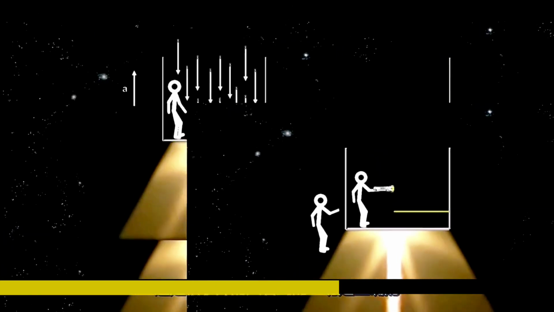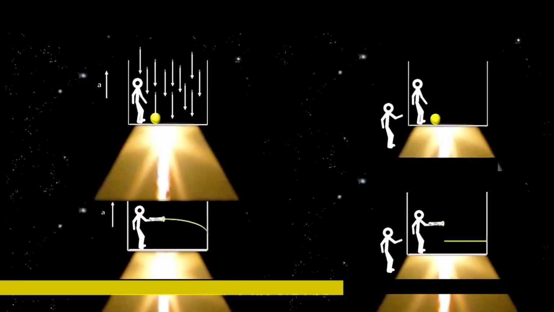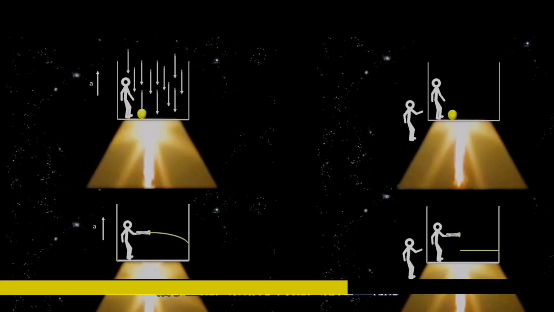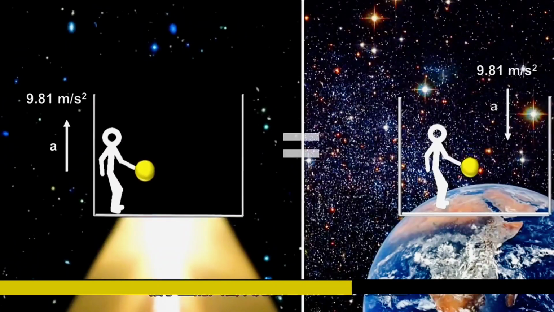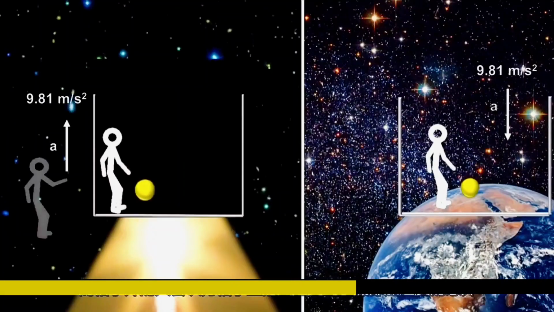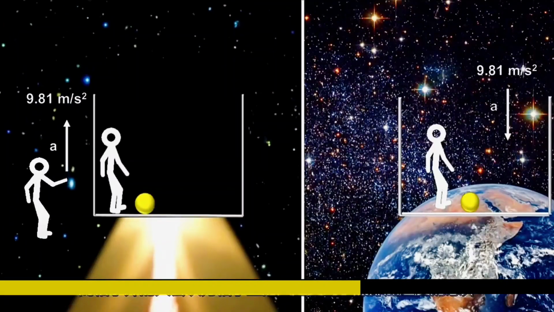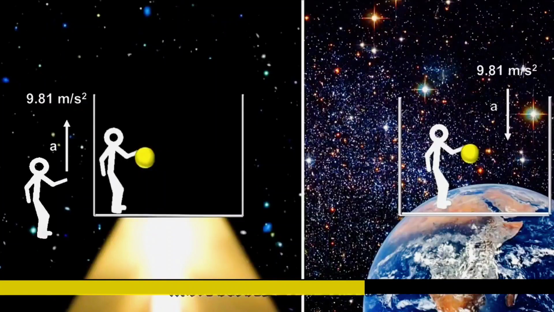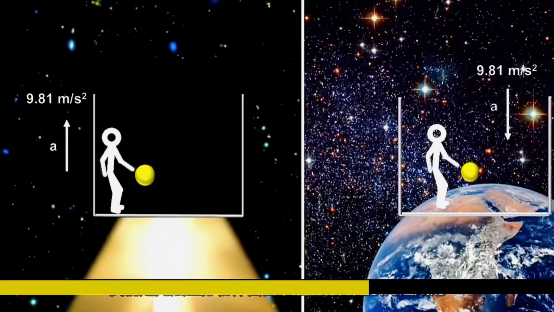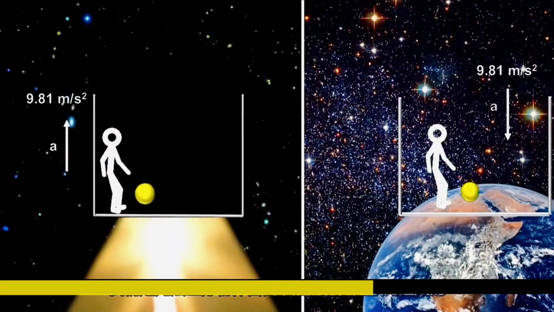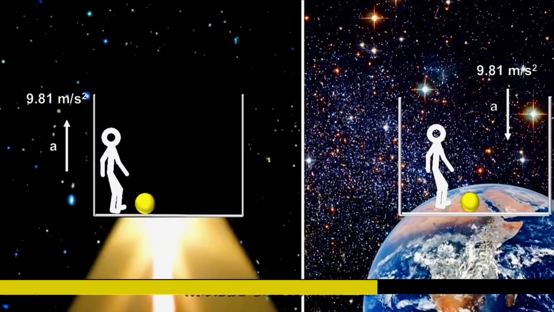So, who's right? General relativity says both are correct. Inside, you think you're on Earth, feeling gravity. Outside, the observer knows the box's acceleration creates the illusion of gravity. This shows gravity can be equivalent to acceleration. The greater an object's mass, the stronger the equivalent acceleration.